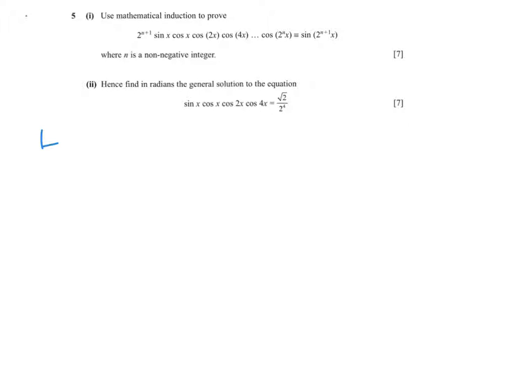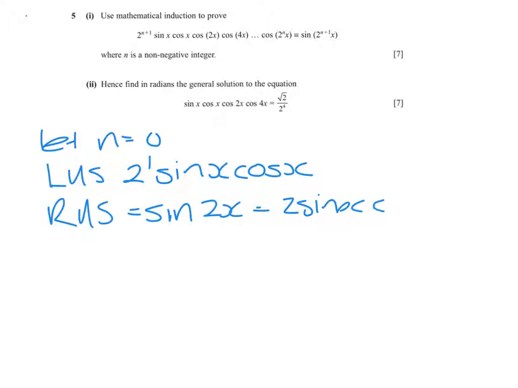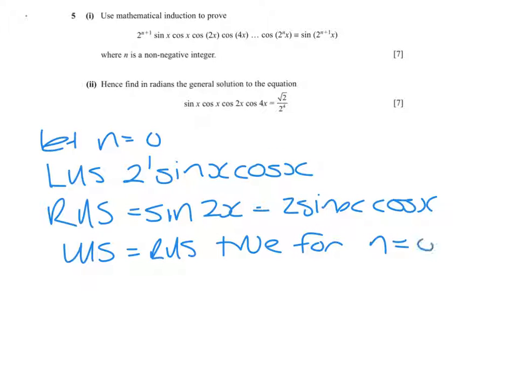We're going to start by letting n equal 0. Left hand side we have 2 to the power 1 sine x cos x. Right hand side we have the sine of 2x, which is 2 sine x cos x. Left hand side equals right hand side, so it's true for n equals 0.